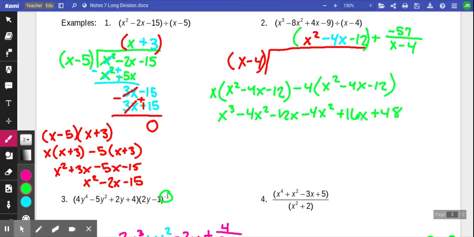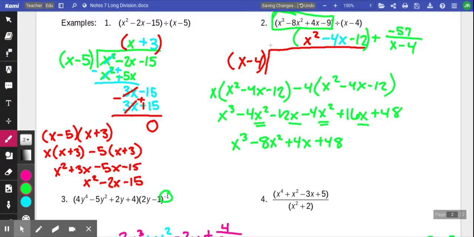So now I look for my like terms to combine. So I'll have x to the third, and then here's x squared, here's x squared. So that's negative 4 and negative 4, which will make negative 8 of the x squareds. And then here's x, negative 12. Sorry, that doesn't look like negative 12, but it was. Negative 12 plus 16 is going to give me positive 4x, and then positive 48. Okay, so when I multiply those together, I got this polynomial 4 terms. But what I'm supposed to have is this.